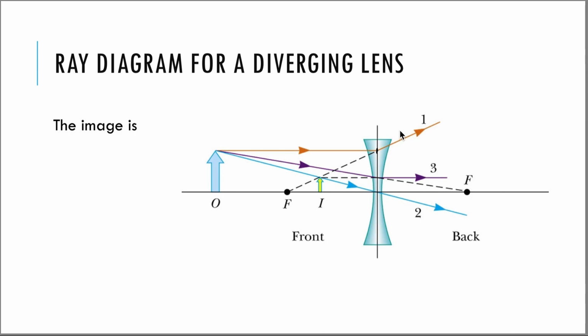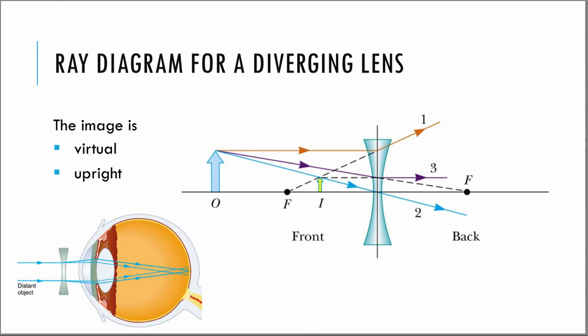What are the properties of the image that is formed right here? The 3 rays diverged, so you had to trace them back and see where those rays intersected to form the image right here. Whenever you have to trace rays back to form the image, that's a virtual image, because the rays did not actually intersect. We can see that the image is smaller than the object and it's also upright. So those are the properties of the image that is formed.